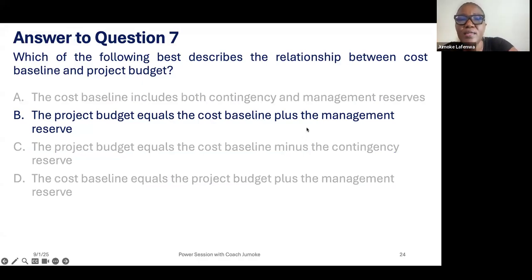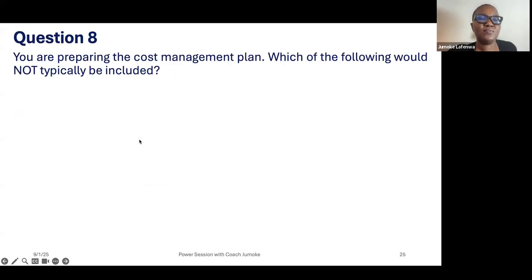Yes, the project budget includes the cost baseline and the management reserve. All the others are just playing with words.